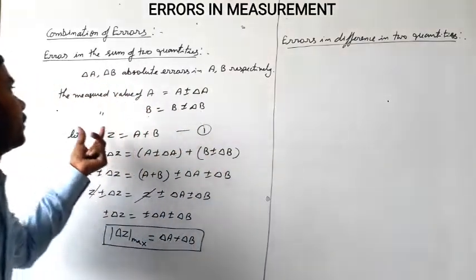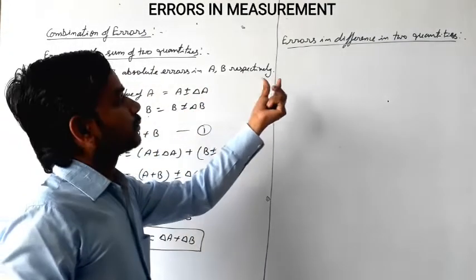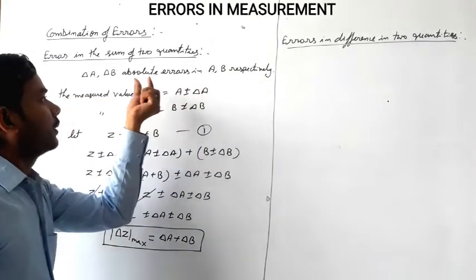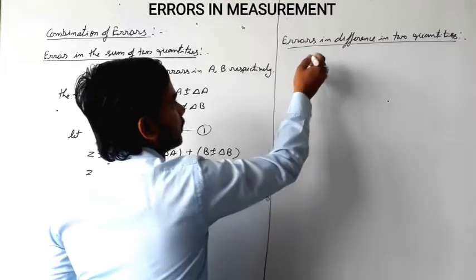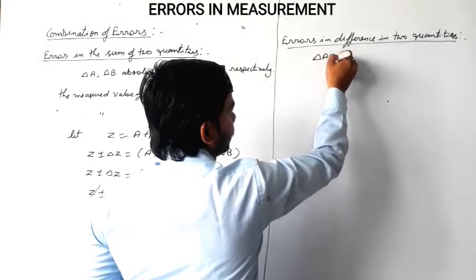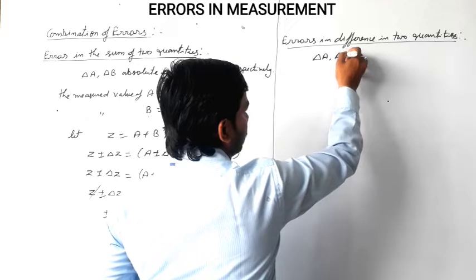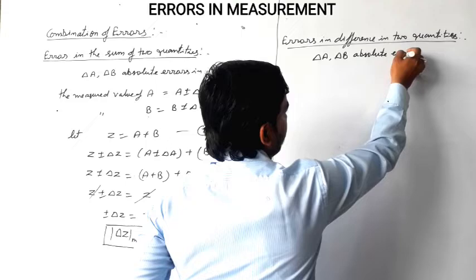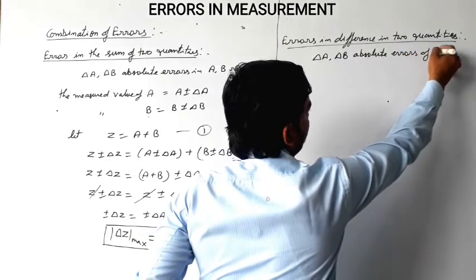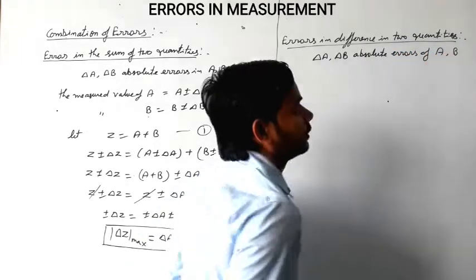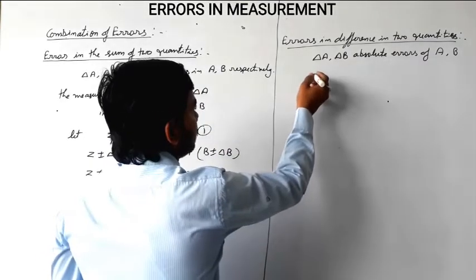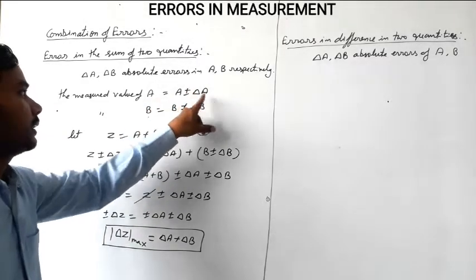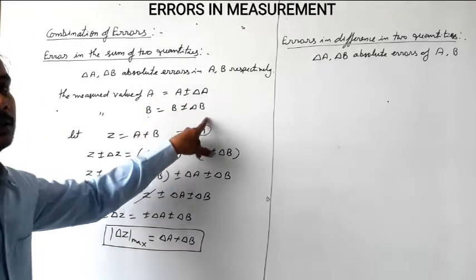Now similarly we consider two values A and B, and the absolute errors of A and B are delta A and delta B respectively. So the measured values can be represented the same way: A equals A plus minus delta A, B equals B plus minus delta B.